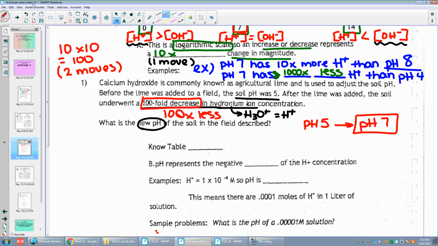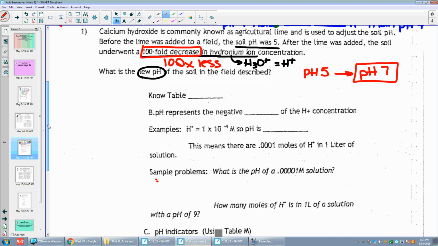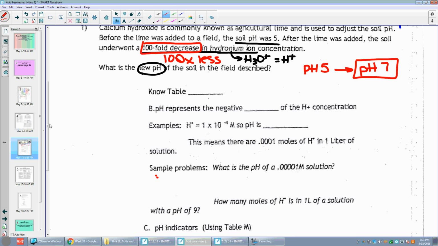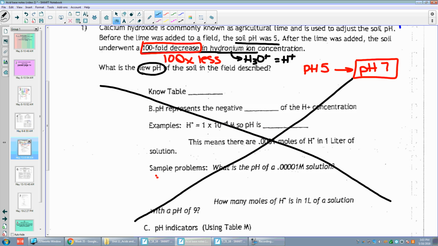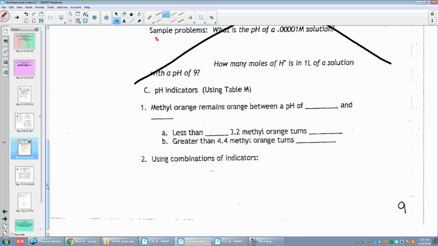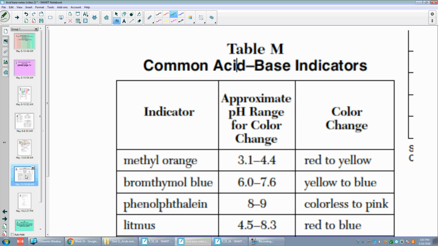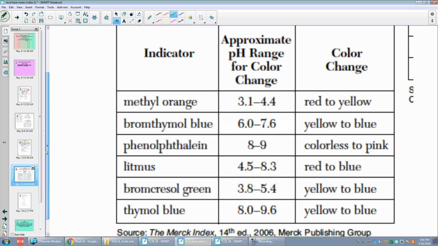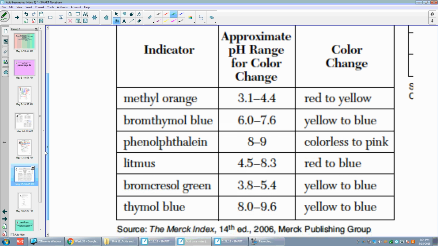Okay, so we're back. And actually, this part, lucky you do not have to do. That is gone. We just have one last little thing. We are going to talk about pH indicators using table M. So, let me get a table M here. I got one big.